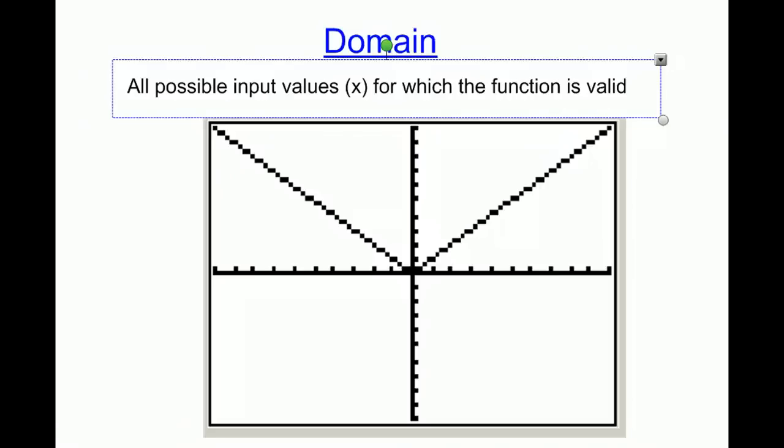On the next graph, we have the parent function f of x equals the absolute value of x. And looking, we see that there are no breaks or asymptotes. So our domain will be all real numbers.